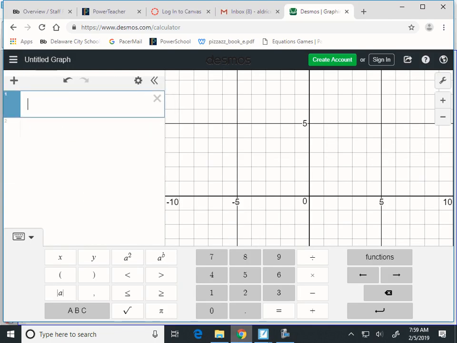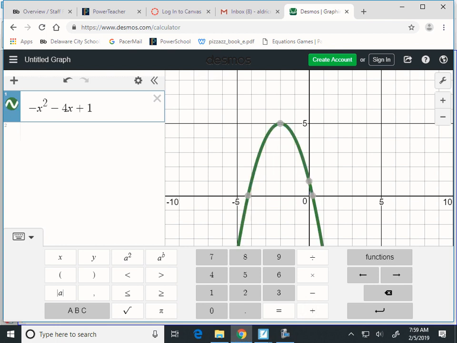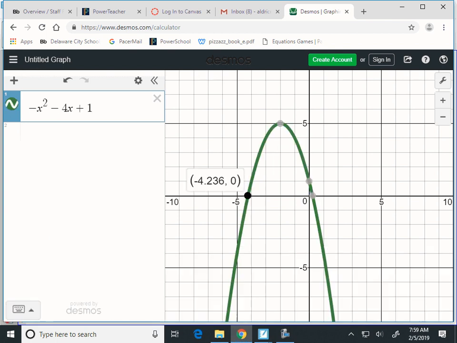We're going to type in negative x squared minus 4x plus 1. And I have my graph here. Now, when I click on the roots, this is what I get. Okay, so I'll take a second.